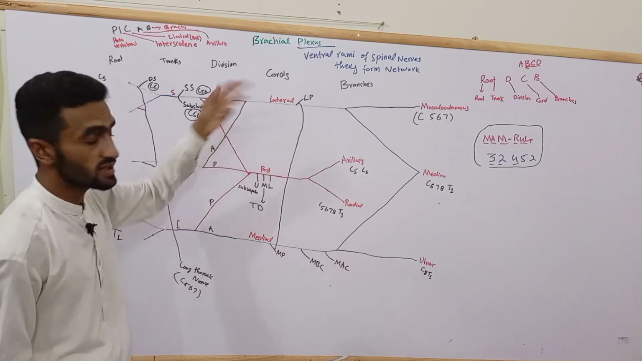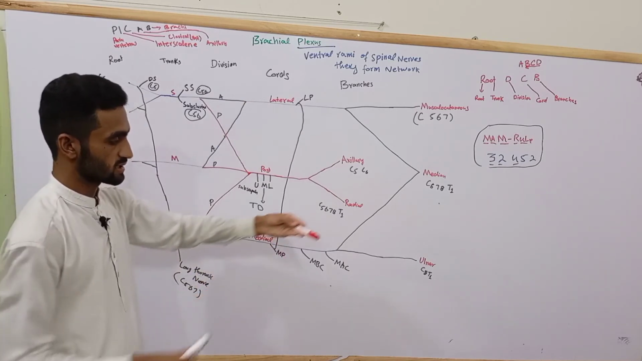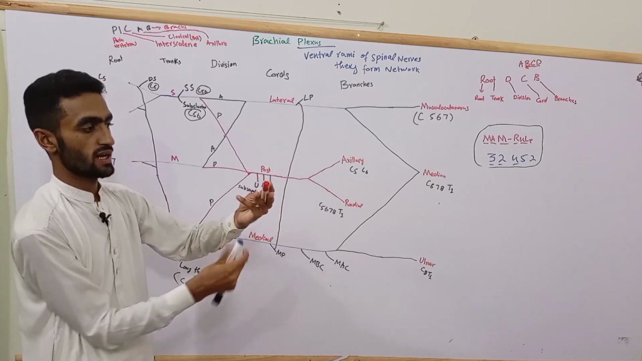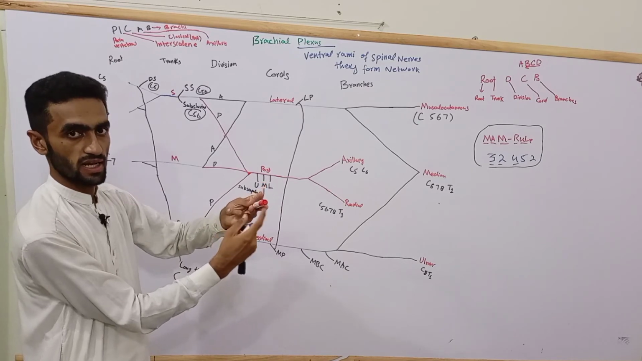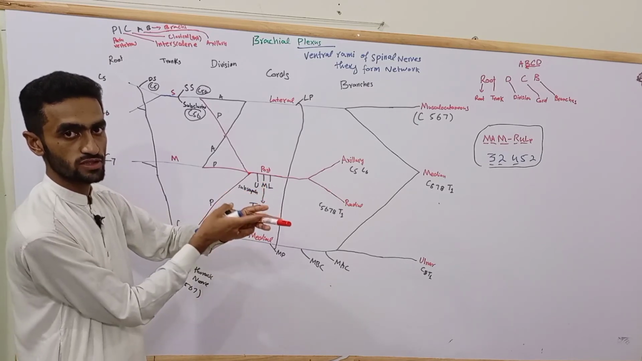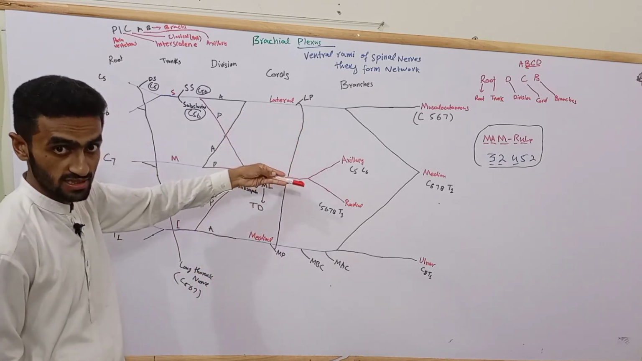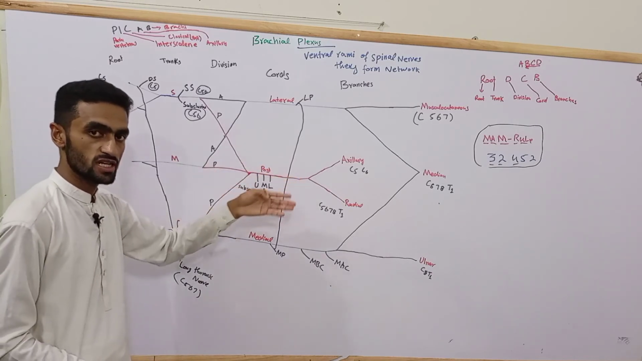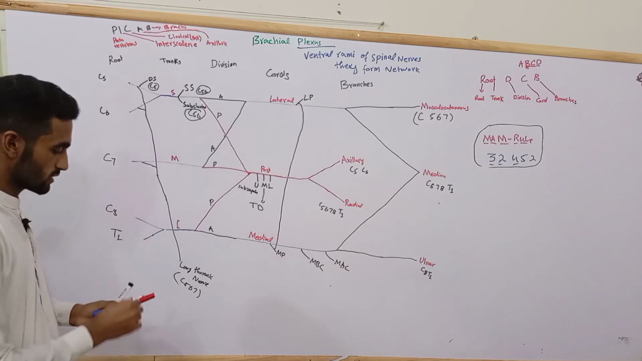So actually, the cord relation is very important. If this is your posterior cord, this is your medial cord, and this is the lateral cord, because if this is the axillary artery, posterior to it is the posterior cord, lateral to it is the lateral cord, and medial to it is the medial cord. So actually they are present like this. You will see this on the posterior aspect of the axillary artery.